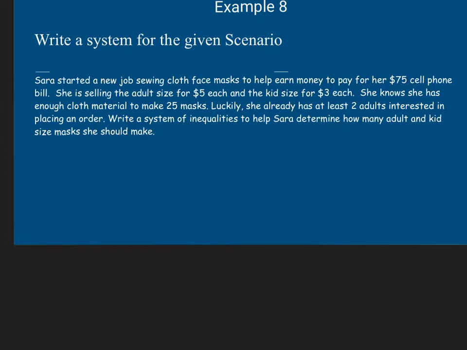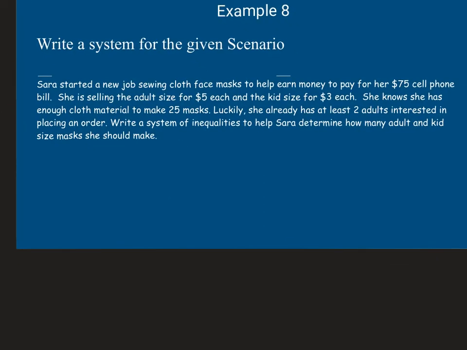So now with CUBES, we need to circle all our numbers. I've got 75 right here. I've got $5 each, $3 each. She's got to make 25 masks. She has at least 2 adults interested. We want to write a system of inequalities for this scenario, okay? Now let's box in our keywords, okay? If I'm looking here, I know she wants to earn money to pay for her $75 cell phone bill. She's selling the adult size of the masks, and she's got the kid size of masks.